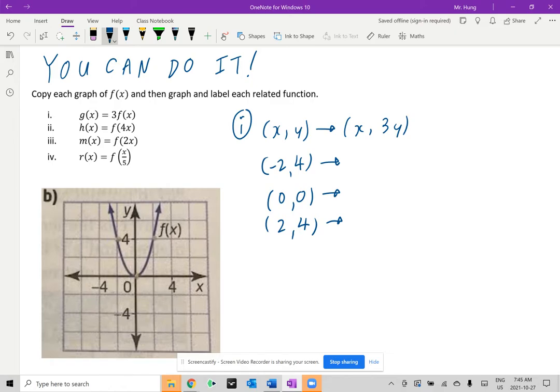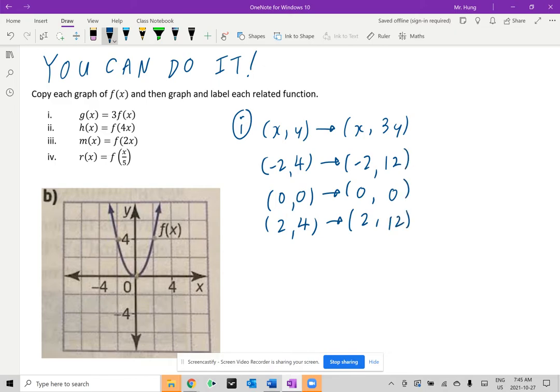Now what happens is when you map this, x remains the same. So you're going to copy negative 2, 0, and 2, just like that. For the corresponding y values, you have to multiply by 3. 3 times 4 is going to be 12. 3 times 0 is going to be 0. 4 times 3, that's going to give you 12 as well.